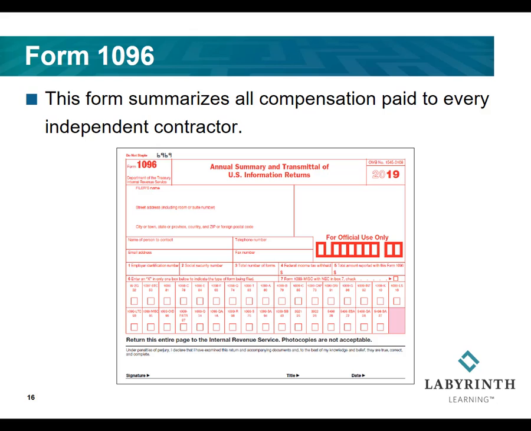Form 1096, it's another form that the employer has to fill out. Form 1096 is a summary of all the compensation paid to every independent contractor. So each individual contractor will have a Form W-9, and this 1096 is a summary that shows the total of the compensation paid out to the contractors.